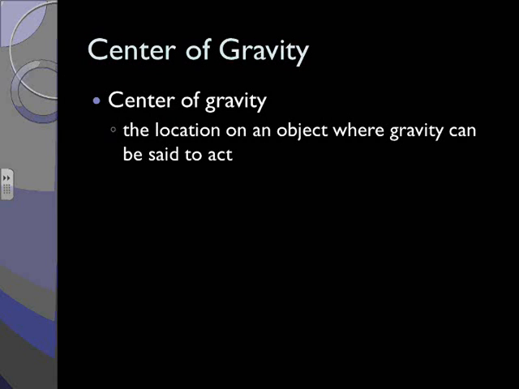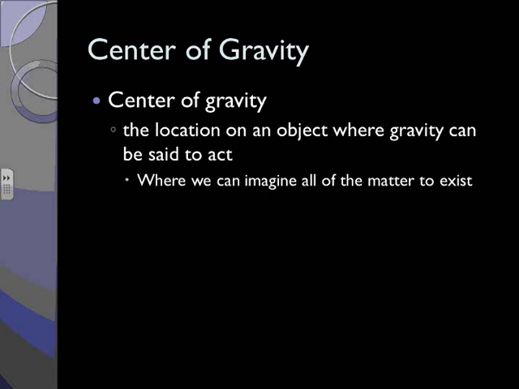Anyway, center of gravity is a location on an object where gravity can be said to act. It's basically the point at which we could say this is the center of the object. This is where gravity is pulling on the object. And what's interesting about this is we can imagine this place to be the place where all of the matter exists, even though the matter is distributed throughout the substance.